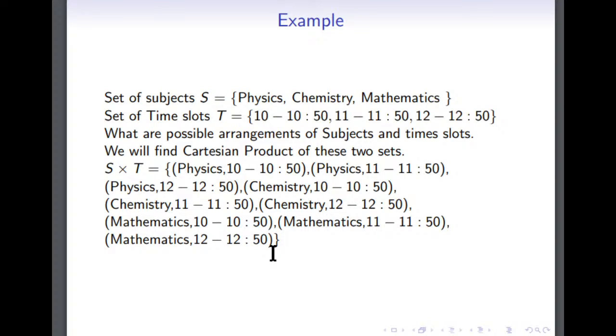Now you can see what this Cartesian product means. I can see all the possibilities, the pairs of the elements of two sets. In this Cartesian product, we covered all the possibilities of which subject can be taught in which time slot. So that's very useful for us. We can see all the possibilities which we can use.